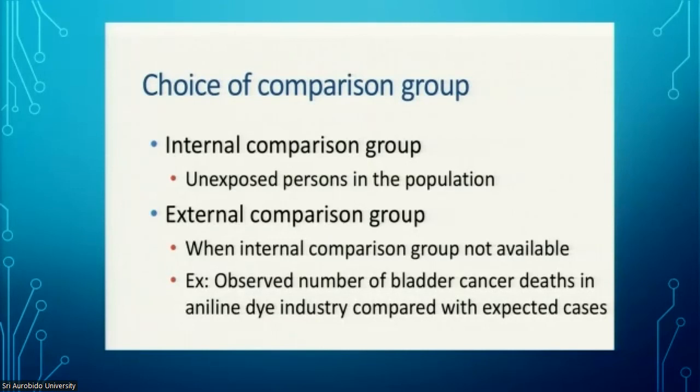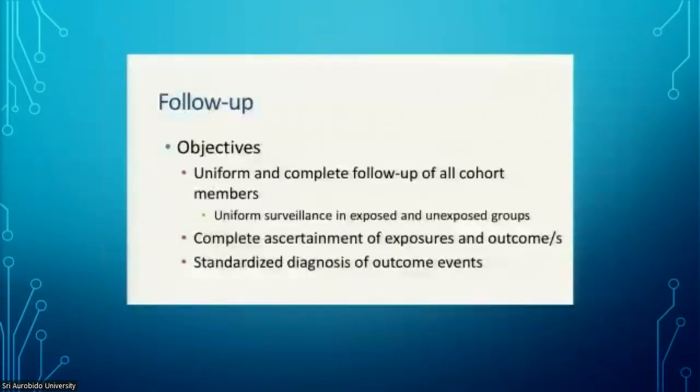Then the comparison group can be an internal comparison group, which means unexposed persons from within the same population. Like we just saw with smoking, those among them who are unexposed will be your internal comparison group. But in some cohorts, finding an internal comparison group is not possible, where you then select an external comparison group. For example, the observed number of bladder cancer deaths in aniline dye workers, where everyone was exposed, were compared with the expected cases.